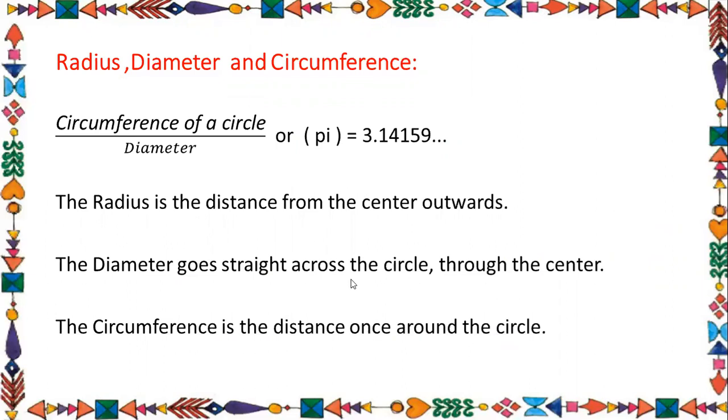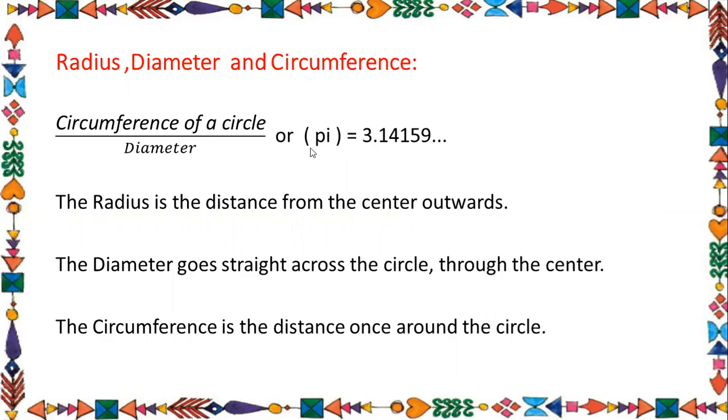So this is a definition. What is a radius, diameter and circumference? Children, there is a special word, pi. You will remember that pi is just a ratio of circumference to the diameter, and its value is 3.14, which is unlimited, but you will remember 3.14. So this is known as pi.